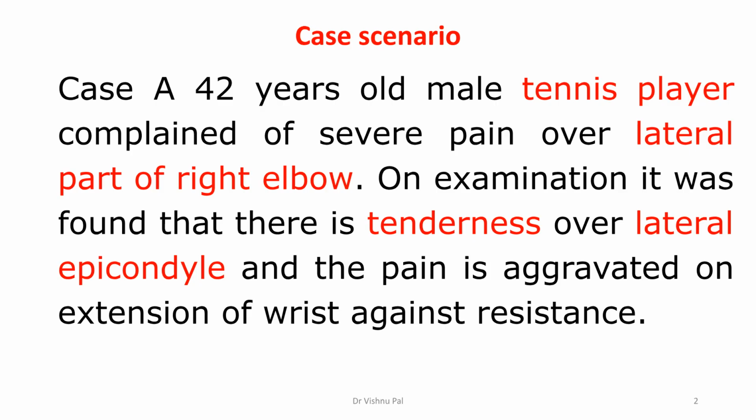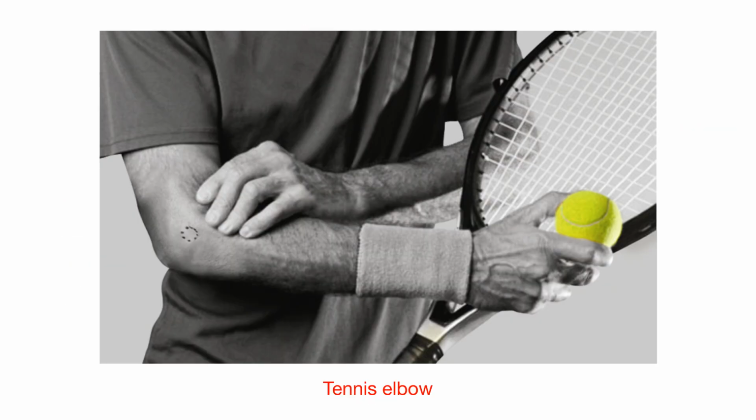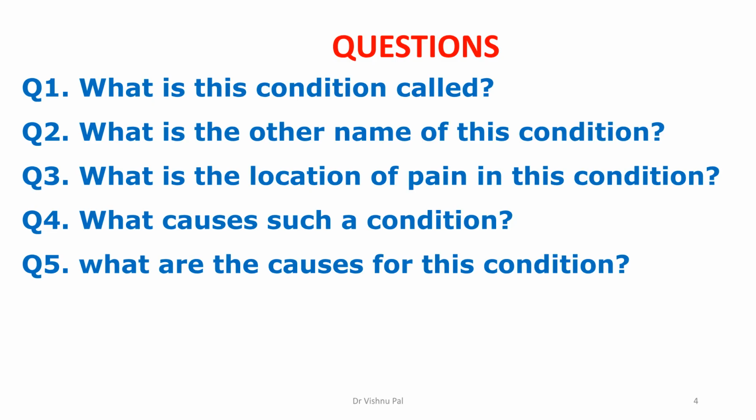A 42-year-old male tennis player reported severe pain over the lateral part of his right elbow. Examination revealed tenderness over the lateral epicondyle, with pain aggravated by wrist extension against resistance. The image here visually represents the condition known as tennis elbow, highlighting the area of pain. We will explore several questions related to this condition, including its name, location of pain, and underlying causes.